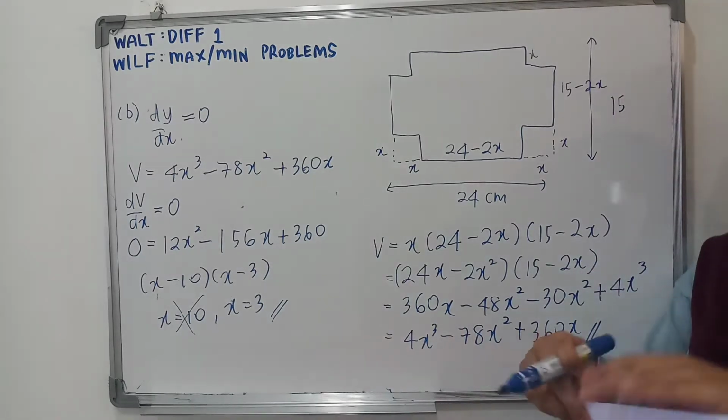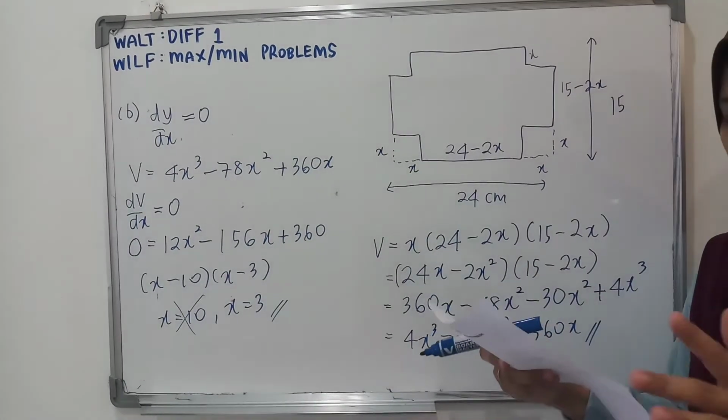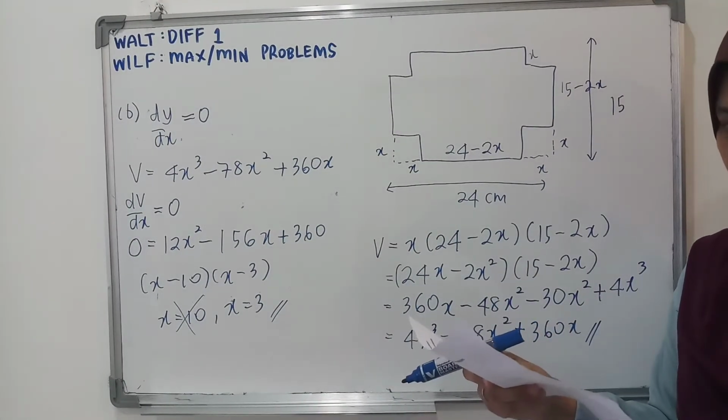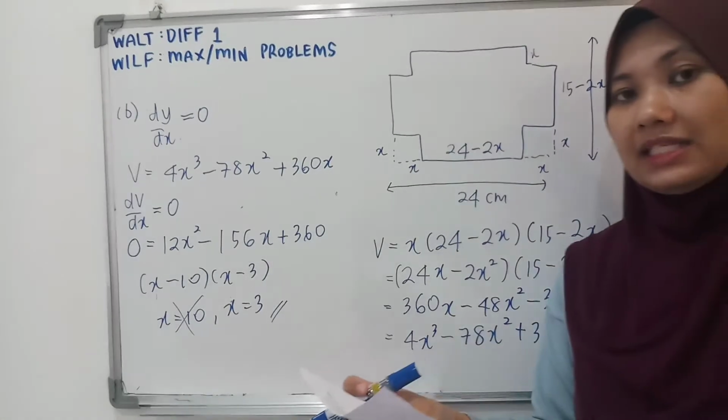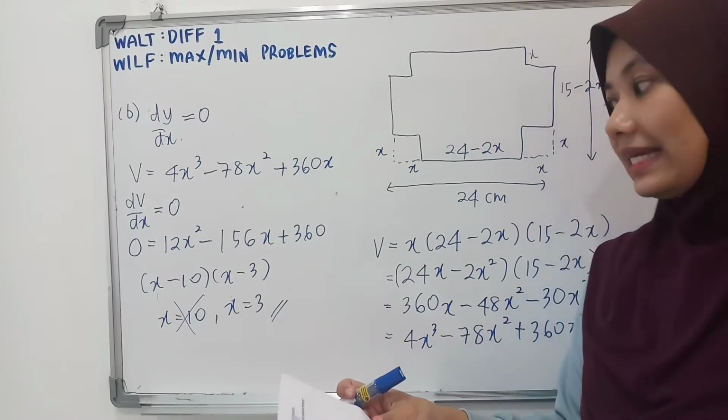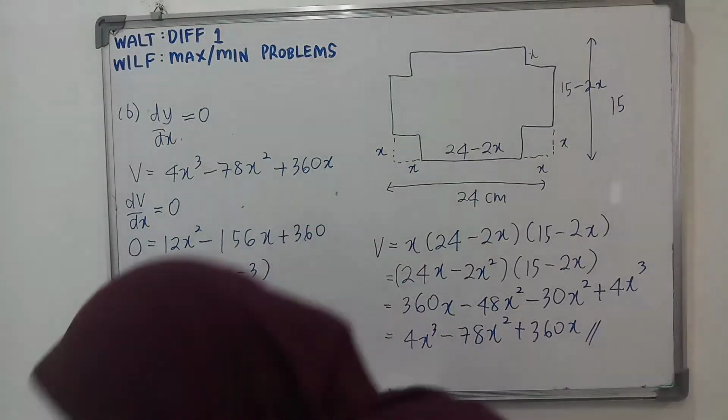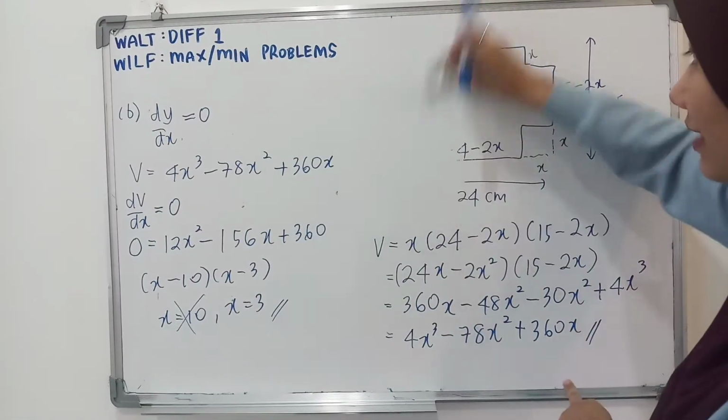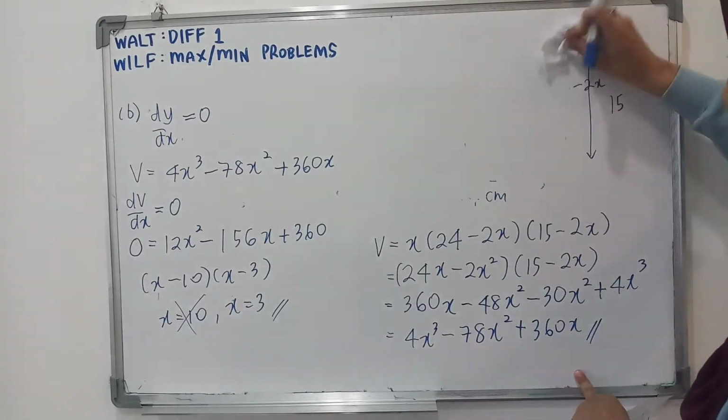Okay, and then question C, determine the nature of this stationary value. So how do we determine the nature? By finding the second derivative. Okay, I erase first. I only have this board here, which is very small.